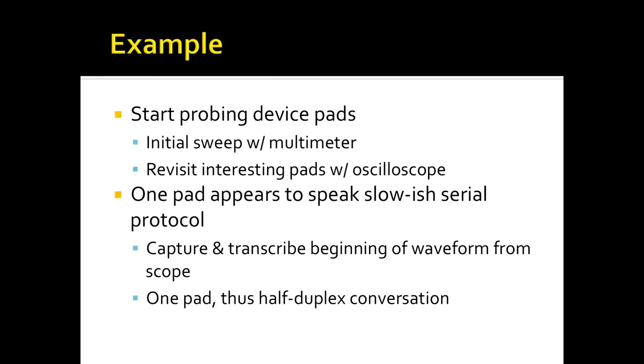So what I did was basically start probing the pads of the victim chip, and did an initial sweep with the multimeter. I've got a little Fluke meter, so the little bar graph part of the meter will respond a lot faster than the actual numeric digits. And then I'd come back with an actual oscilloscope for any pads that showed interesting, quick-moving activity. So I found one pad appeared to speak a slowish serial protocol. So all I did was capture and just transcribe the beginning of that waveform because my scope had a really small amount of onboard memory. And it was only one pin doing that, so my guess was that it was some sort of half-duplex communication going back and forth because I knew the victim talked to the reader.